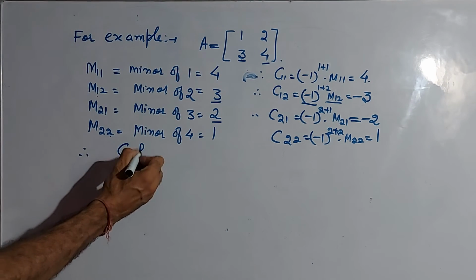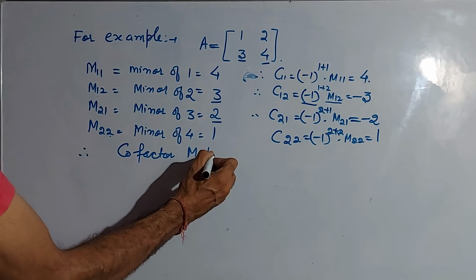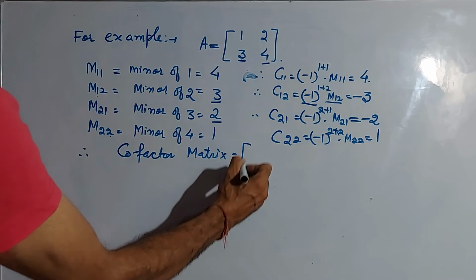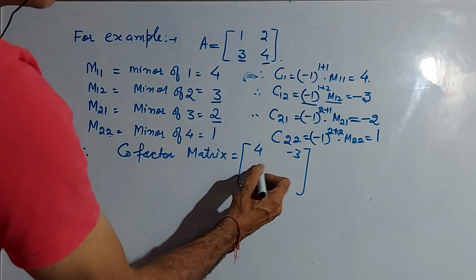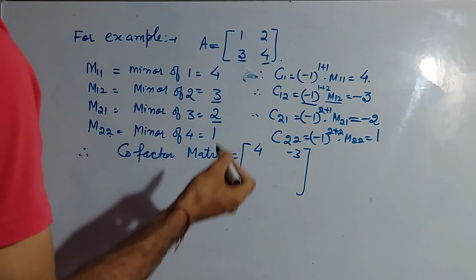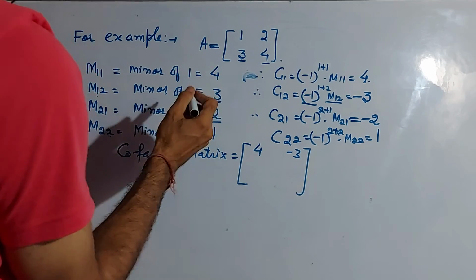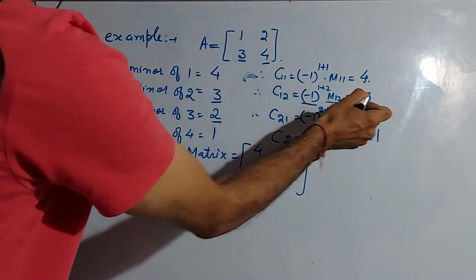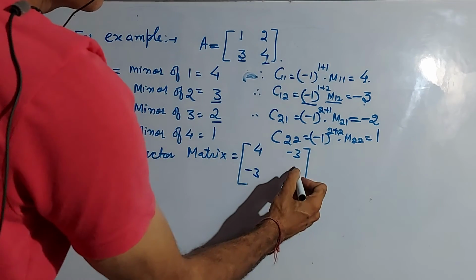Therefore, the cofactor matrix. What is the cofactor matrix here? Very simple. 4, minus 3. We write the cofactor in place of the element. If 1, the cofactor is 4. 2, the cofactor is minus 3. 3, the cofactor is minus 2. And the cofactor of 4 is 1.